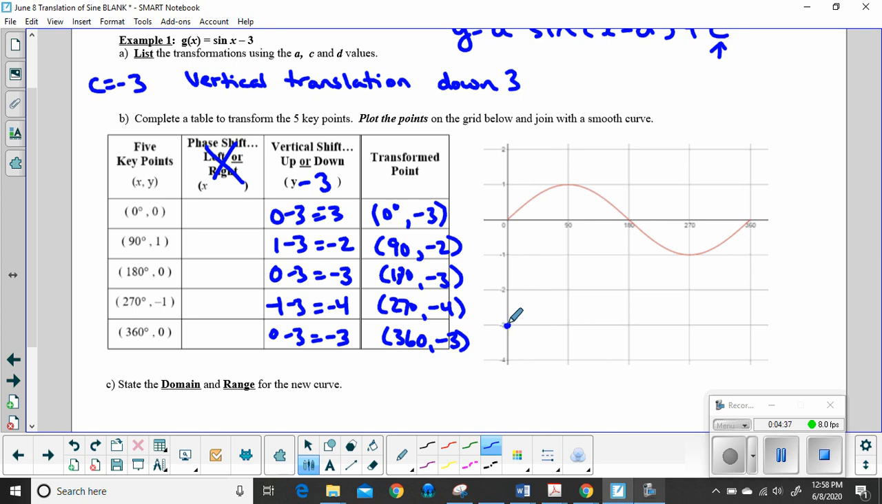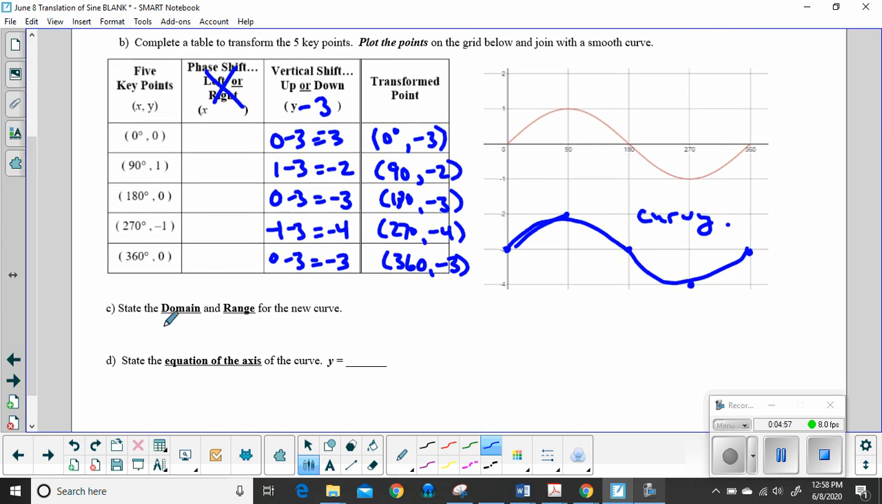So I'm now at -3, -2, -3, -4, -3. Nice curvy, curvy, do the best you can. It is not easy.